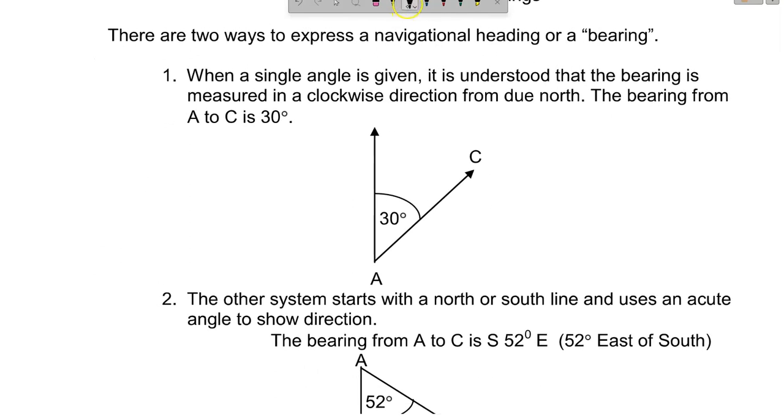The first of which is what I will call a more traditional bearing measurement. The key to remember with this is that a single angle is given. What is understood is that the measurement will start in a clockwise direction from the due north direction all the time, so this can be any number between 0 and 360. You'll start by facing north and then rotate however many degrees they tell you.